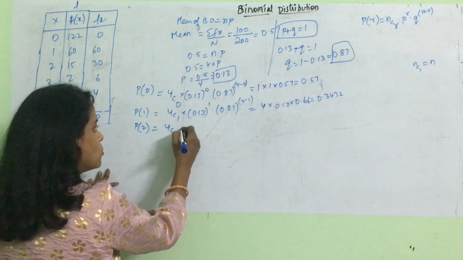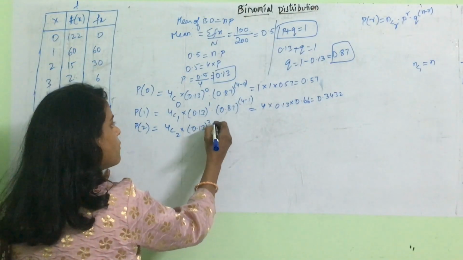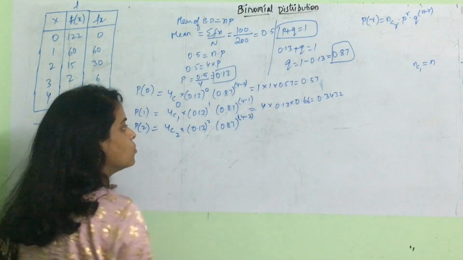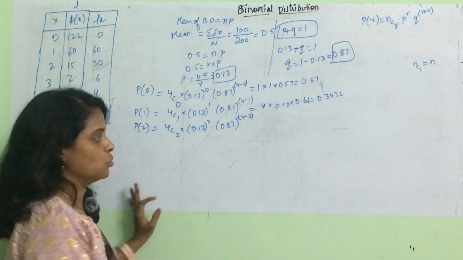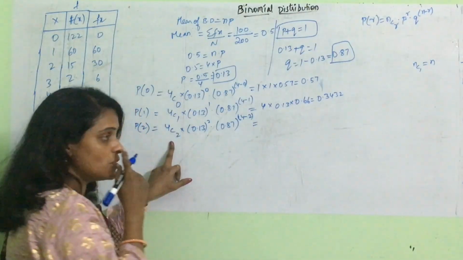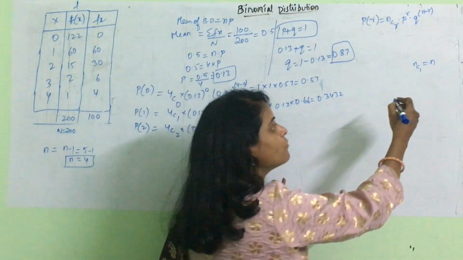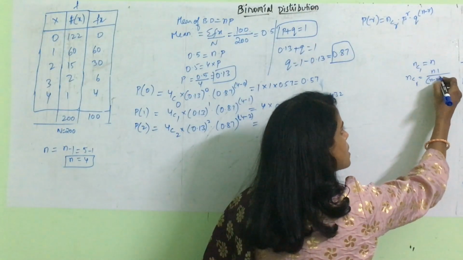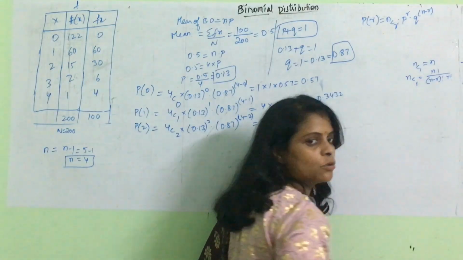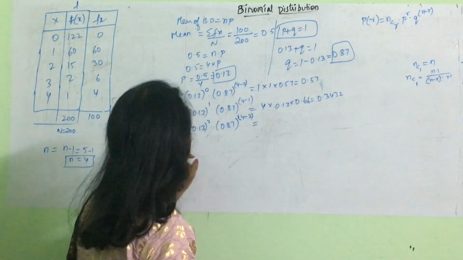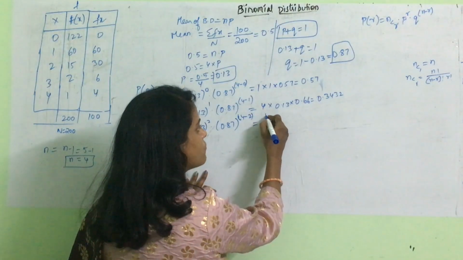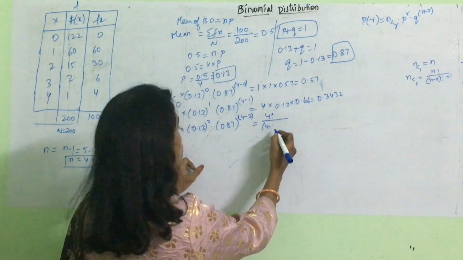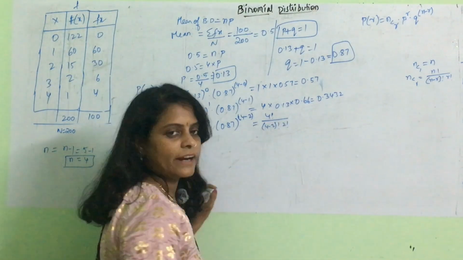So 4C2 into 0.13 to the power 2 into 0.87 to the power 4 minus 2. 4 minus 2 is nothing but 2. So what is the value of 4C2? nCr. Do you know the formula of nCr? nCr equals n factorial by (n minus r) factorial into r factorial. So how do we calculate 4C2? We write it as 4 factorial by (4 minus 2) factorial into 2 factorial. In this way we will write.